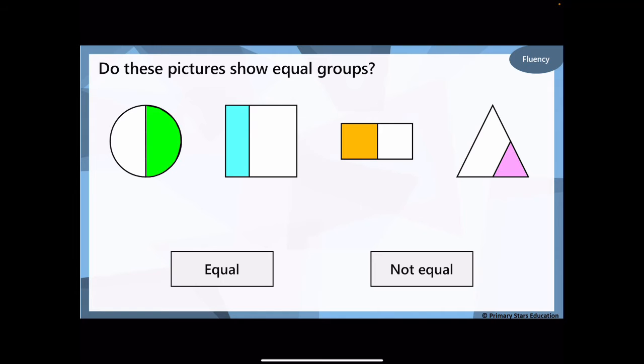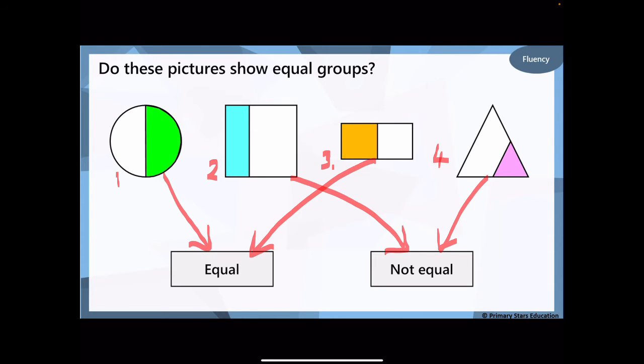Look at these shapes. Which ones are equal parts? Which ones are unequal parts? Pause the video here while you have a think about it. Come back when you're ready. Okay, so shape number 1 shows equal parts. Shape number 2 shows unequal parts. Shape number 3 shows equal parts. And shape number 4 shows unequal parts.